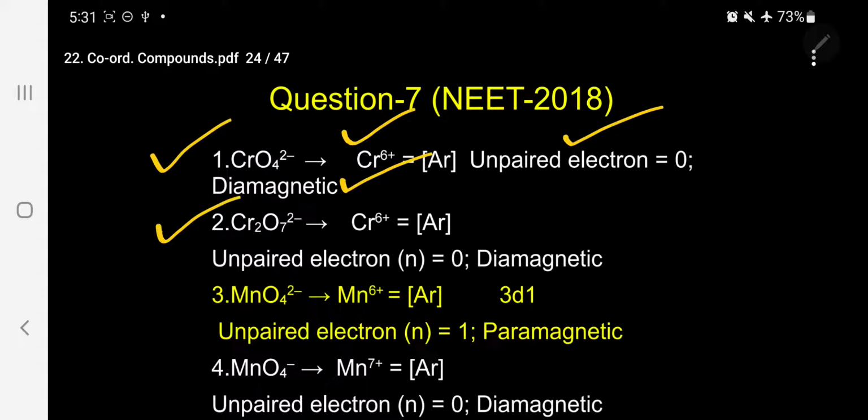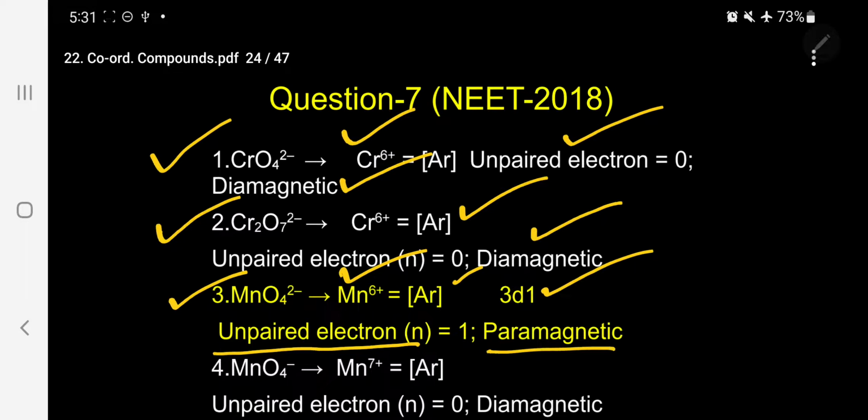Whereas Cr2O7 2-, it is Cr6+, argon configuration, no unpaired electron, it is 0, diamagnetic. Number 3, MnO4 2-, Mn6+, argon again, there is one unpaired electron present there. So one unpaired electron means it is paramagnetic. Then 4, MnO4 -, Mn7+, argon configuration plus 0 electron, so diamagnetic.